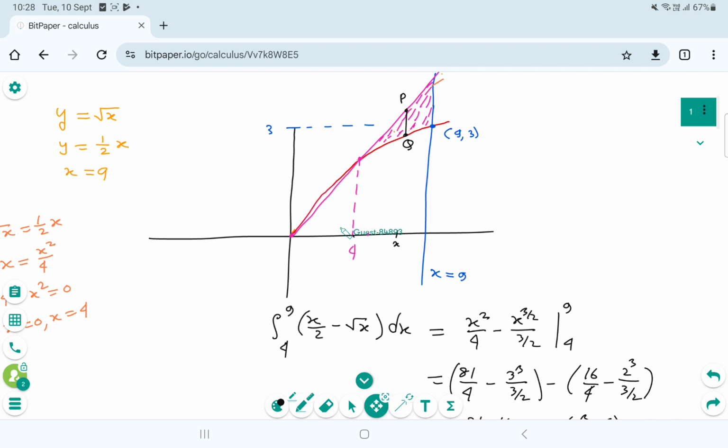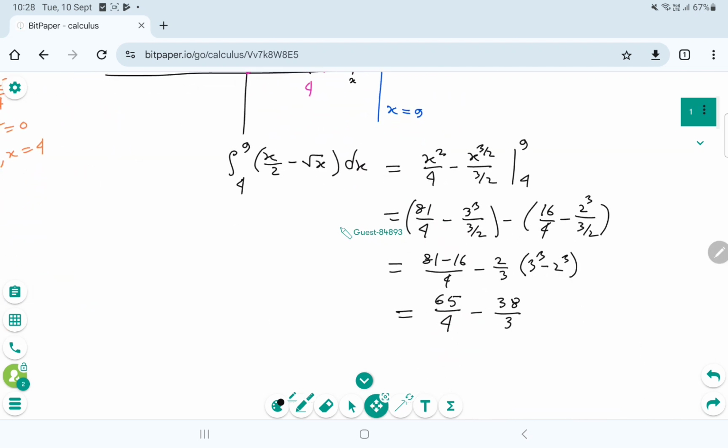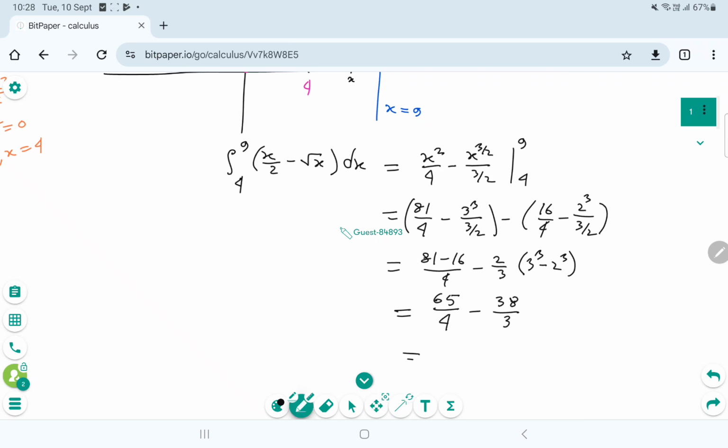Okay. Then finally, what do we get here? I think we get a fraction here. If you simplify, this will be 12 here. So 65 into 3 minus 38 into 4. So 43 over 12. Okay.